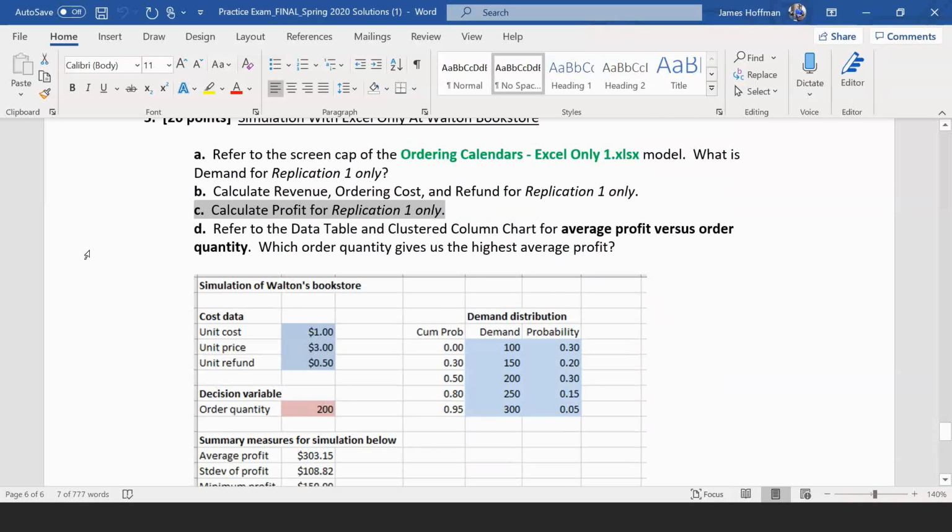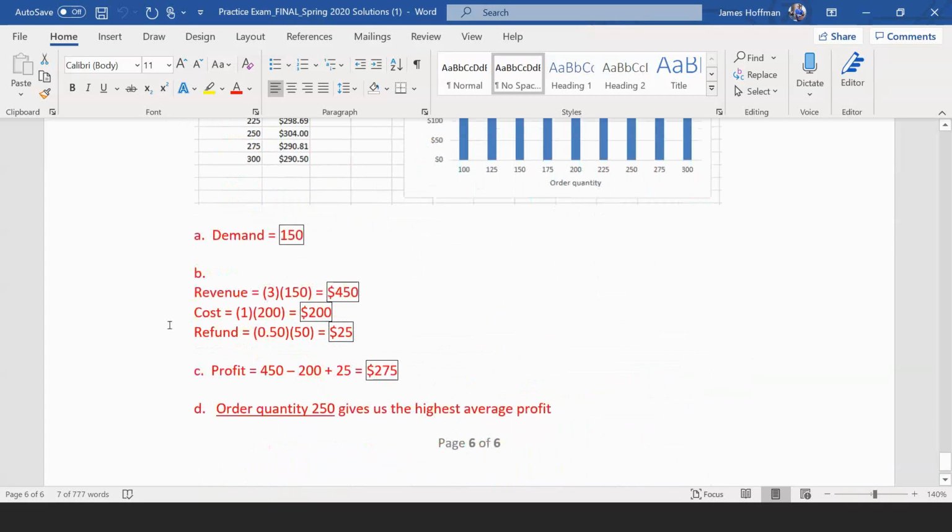All right, and then you just want to get the profit for replication one. This is the same formula, revenue minus cost plus refund, but in this case, we do have a refund, so we have to add that in. So profit is a revenue of 450 minus the cost of 200, and then we get a refund back of $25. So this comes out to 275. All right, so revenue minus cost plus refund is always your profit calculation.